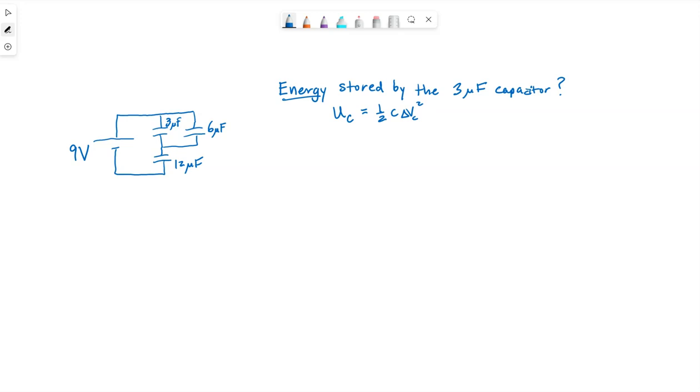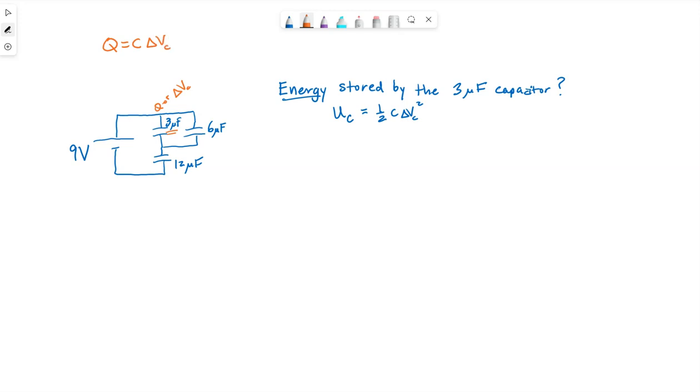We have to combine these capacitors enough to get to the point where we can figure out either the charge or the potential difference for this 3 microfarad capacitor. Once we have any 2 of the 3, we can find the third.